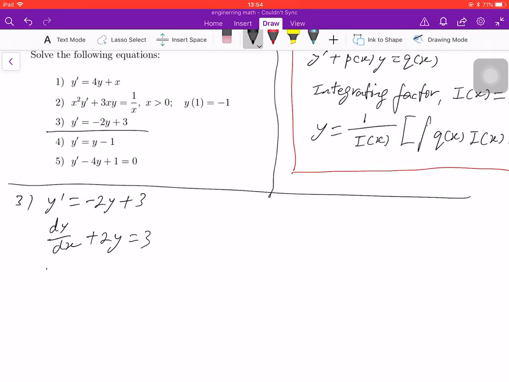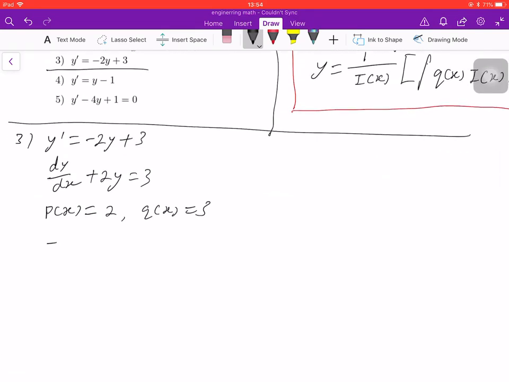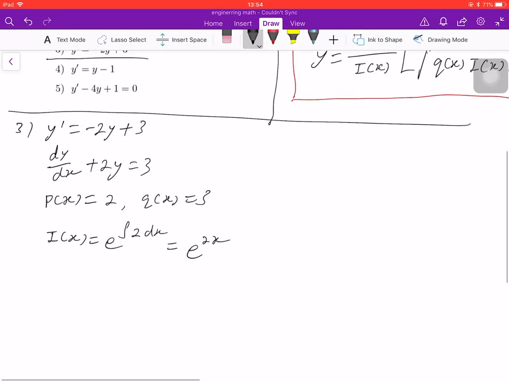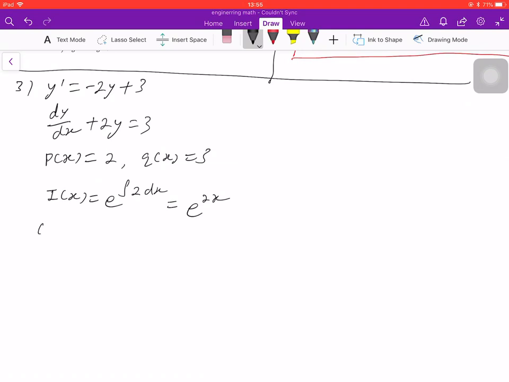And then we identify what is the P(x) in the linear first order ODE. P(x) here is 2, and then the Q(x) is 3, right? And then we find the integrating factor, exponential of the integral of P(x) dx. So this is exponential 2x. Okay, and then using the general formula we find the general solution. We have y equals 1 over the integrating factor exponential 2x, times the integral of Q(x) exponential 2x dx plus C.